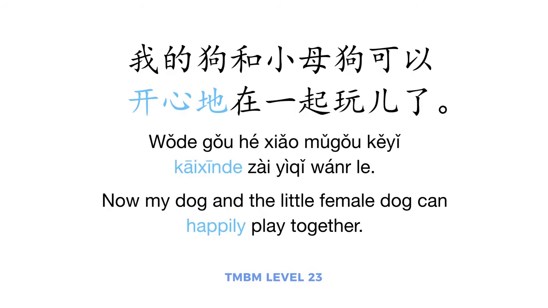So 我的狗和小母狗可以开心的在一起玩了。可以开心的. So you could say 他们很开心. They are happy. That's just the adjective. Or they 开心的 did something. They did something happily. So essentially any adjective you can add this character onto and then put it before an action, and you'll be doing that action in the way you described.